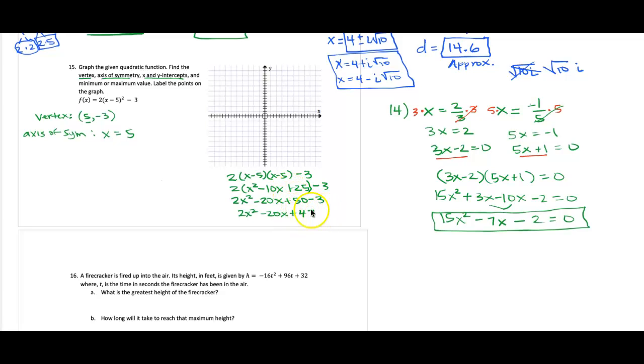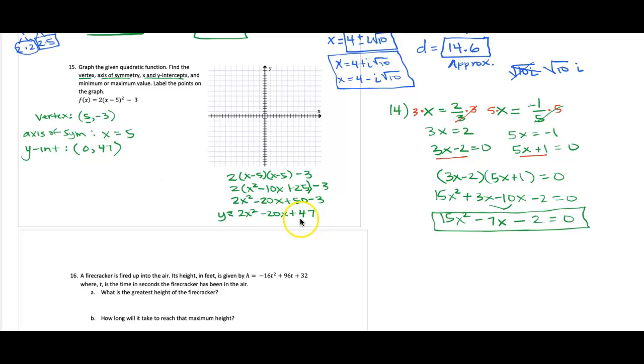Because my y-intercept now is whatever this number is, that constant term there. Okay, so my y-intercept is going to be 0, 47.